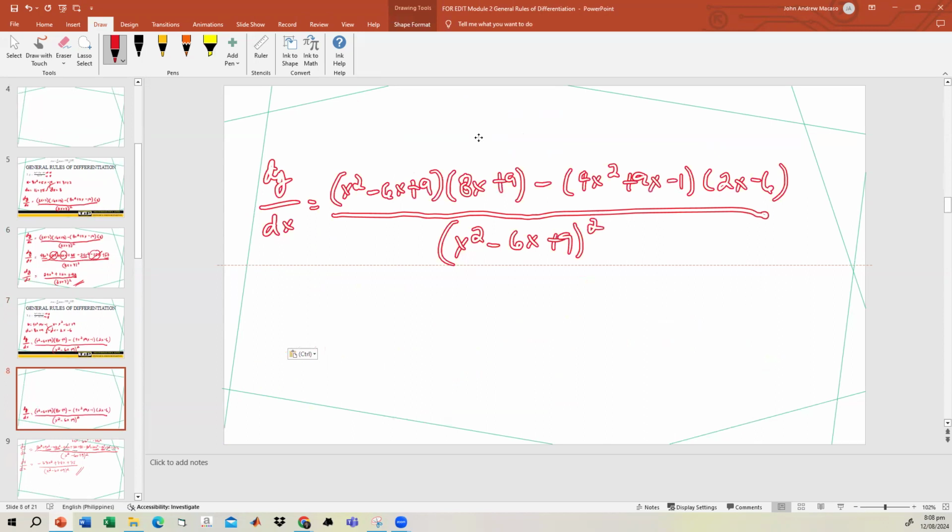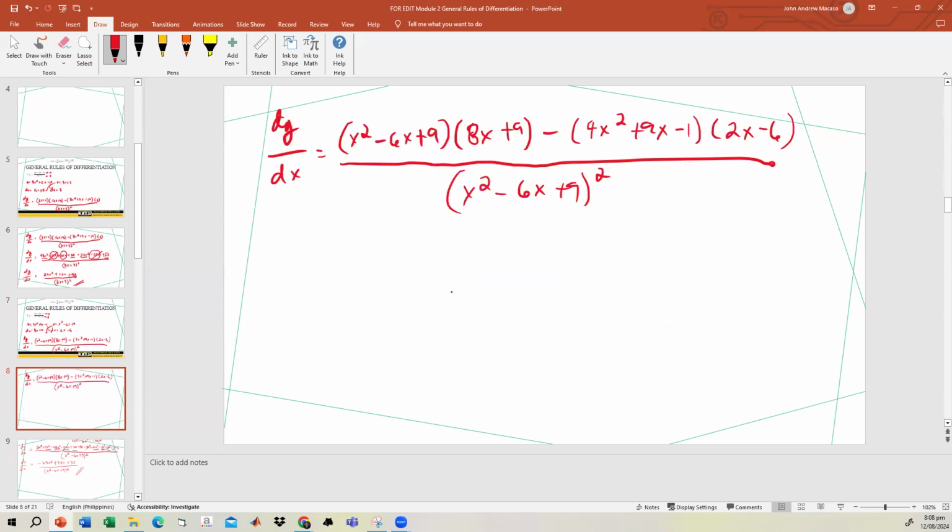So what will happen in here is, of course, you need to simplify this. So the dy over dx will just be equal to x squared times 8x. So this will lead to 8x cubed. X squared times 9, that's 9x squared. Negative 6x times 8x, that's negative 48x squared. Negative 6x times 9, that's negative 54x. 9 times 8x, that's 72x. 9 times 9, that's 81.